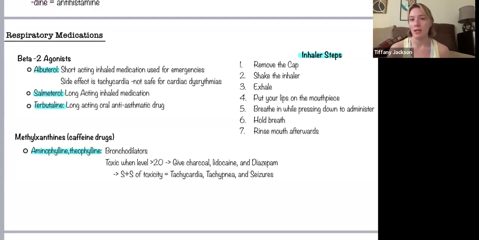It works very quickly. Salmeterol, on the other hand, again, bronchodilator, but it's long-acting, so it's not good for a rescue inhaler. Same thing with terbutaline. They're not rescues. Okay. How do we use an inhaler?